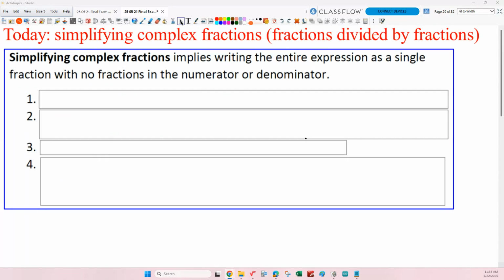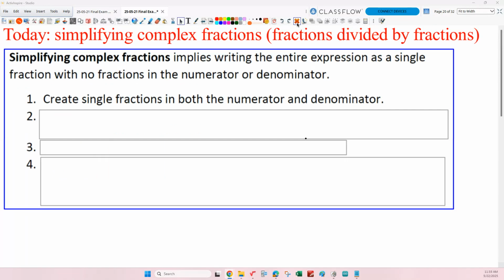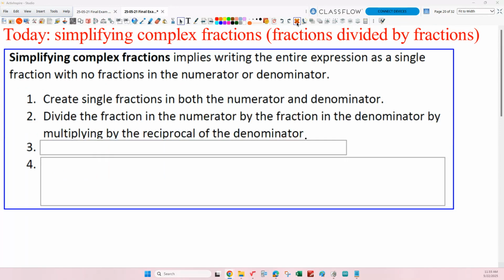We're not trying to get rid of it. We're trying to just have a single one, right? So we want just one fraction in the top and one fraction in the bottom. And then after that, we can multiply by the reciprocal. Then we can simplify.